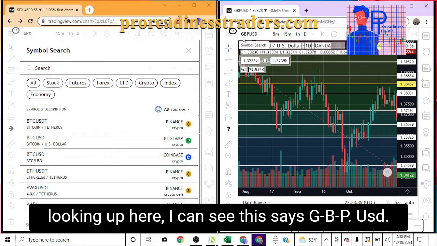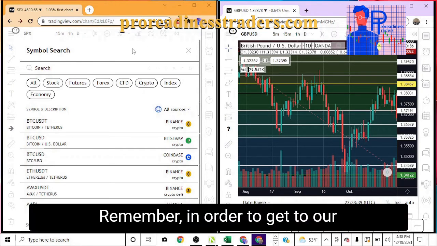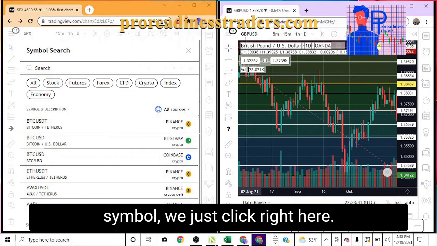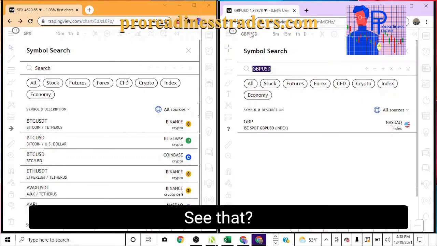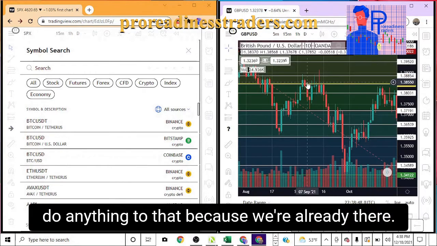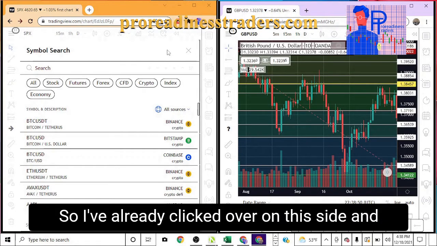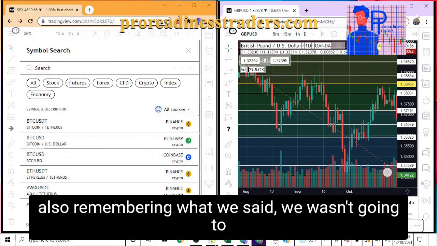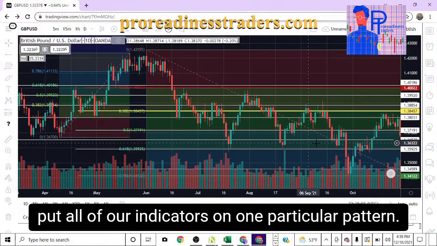Looking up here, I can see this says GBPUSD. That's our symbol. Remember, in order to get to our symbol, we just click right here. See that? We don't need to click there and do anything to that because we're already there. So I've already clicked over on this side. And also remember what we said.